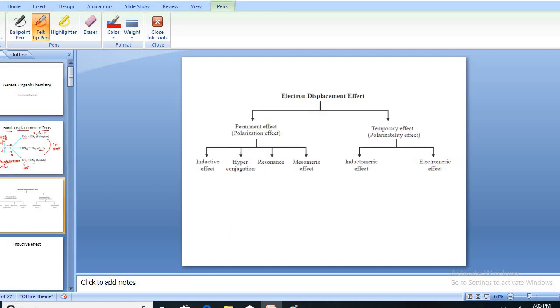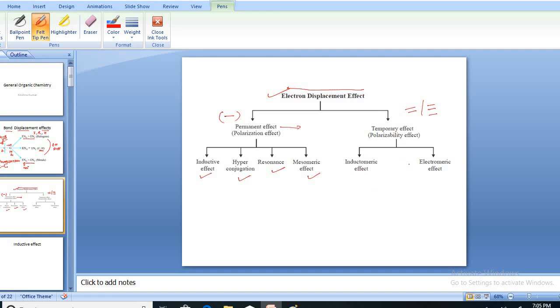Now let's see this. Electron displacement effect, whether you talk about electron displacement or bond displacement, is one and the same. They are of two types. First is a permanent effect, which normally takes place in single bonded systems. The temporary effect could happen in double bonded and triple bonded systems. Permanent effects are inductive effect, hyperconjugation, resonance, and application of resonance, that is mesomeric effect.